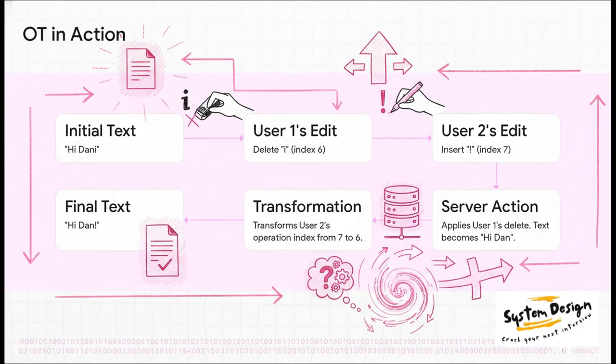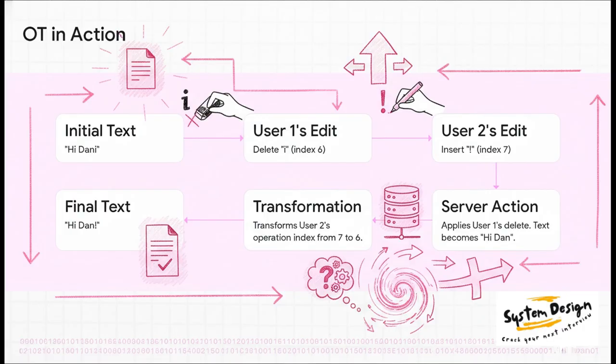Now, what happens? The server gets your delete operation first. Easy enough. But then it gets my instruction, which was insert exclamation point at index 7. The problem? Index 7 doesn't exist anymore because you deleted a character. A normal system would just break.